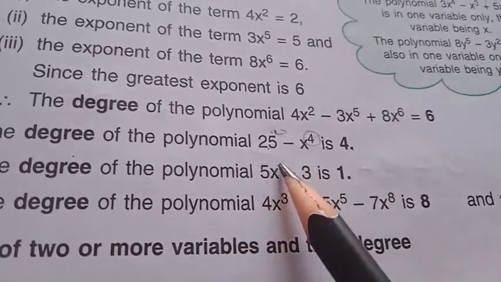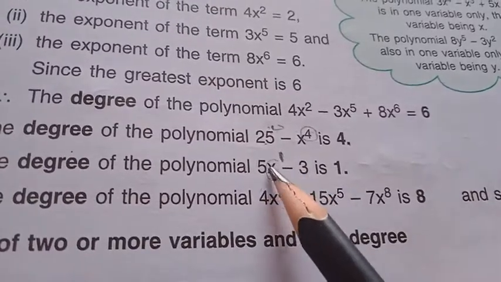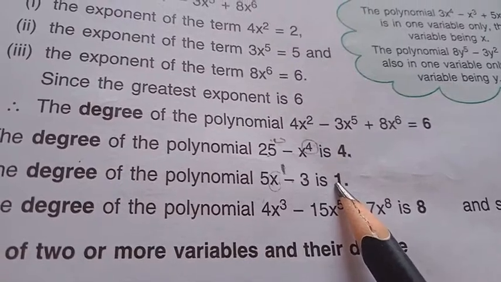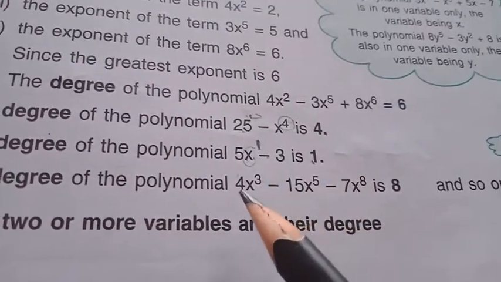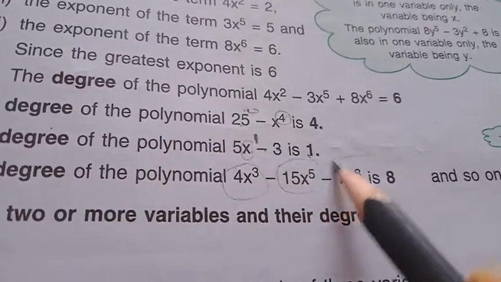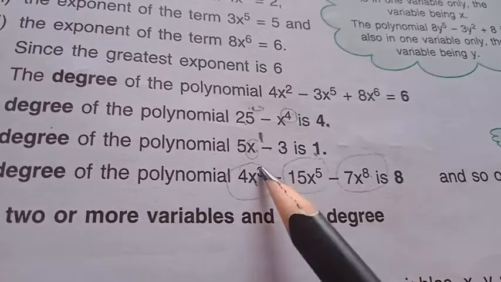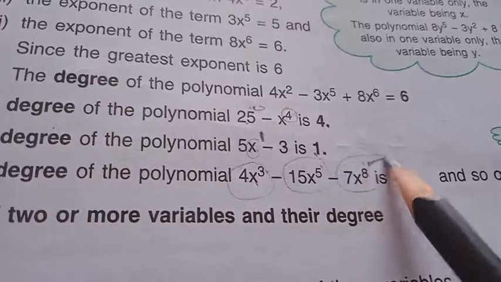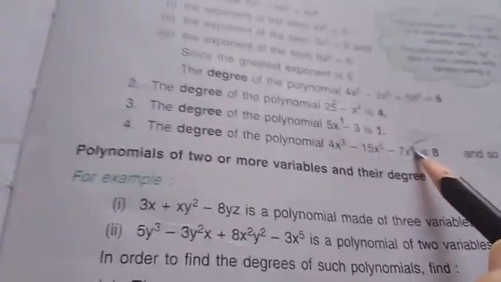Now one more example. Here x has nothing raised, means x is taken only one time. So in 5x minus 3, 1 is the only degree. In this case you can see 3 terms, and the x indices are 3, 5 and 8. Which is greatest? 8 is greatest. So we say the degree is 8.